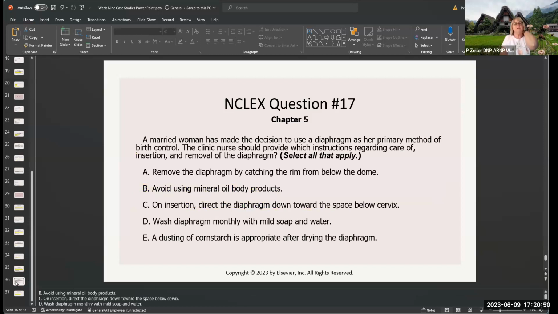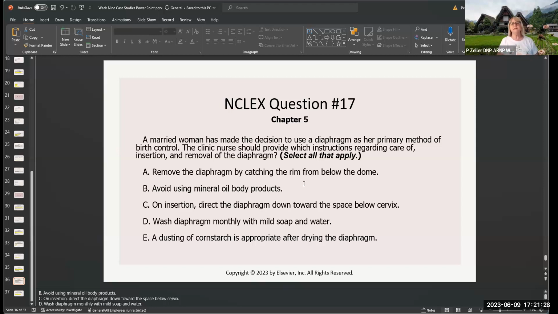So a diaphragm is a non-hormonal device that is placed in the vagina. What we recommend is that she put some spermicidal foam in it and then put it in her vagina, and it covers the cervix. It prevents sperm from getting to the cervix. So we have to actually measure a woman and order it. It's a prescription. And then we have to instruct her how to put it in and how to remove it.